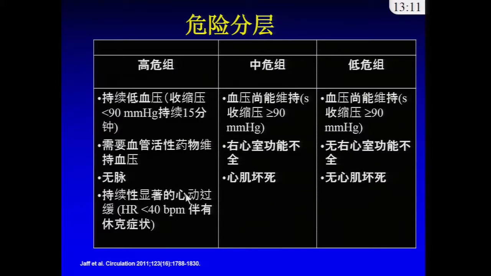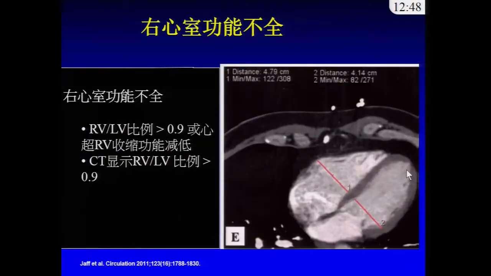The second group of patients has no low blood pressure, but has right ventricular dysfunction, and also has myocardial necrosis by enzyme. And the low risk patients have good blood pressure, no right ventricular dysfunction, and no myocardial necrosis.